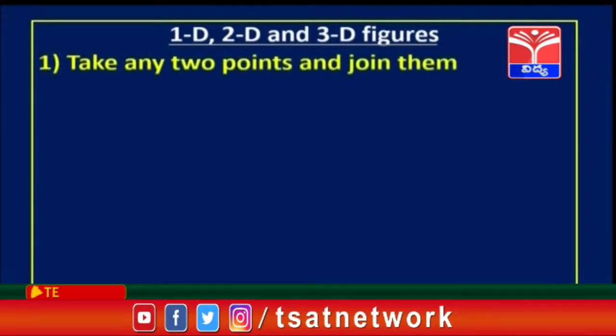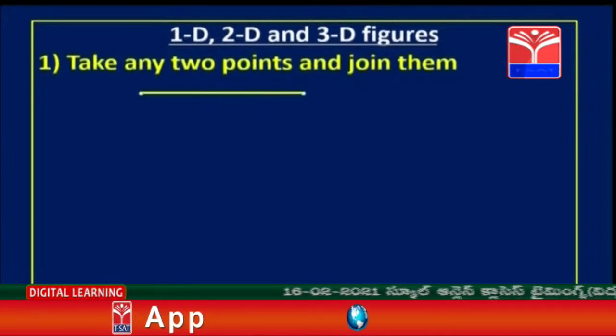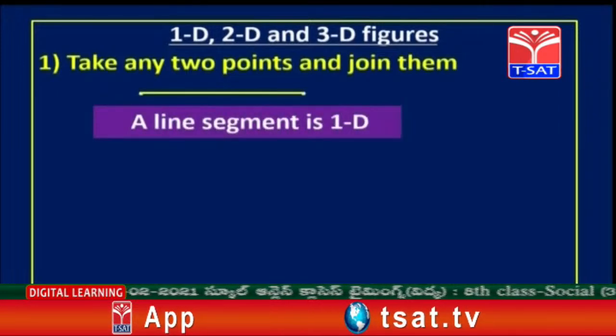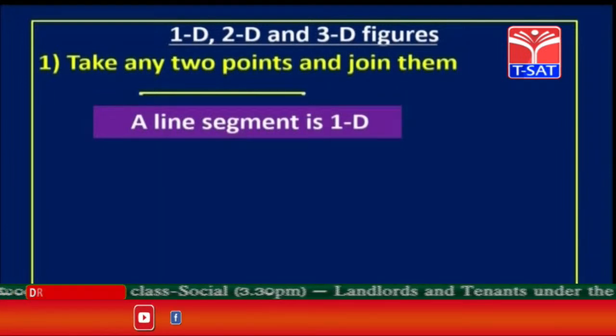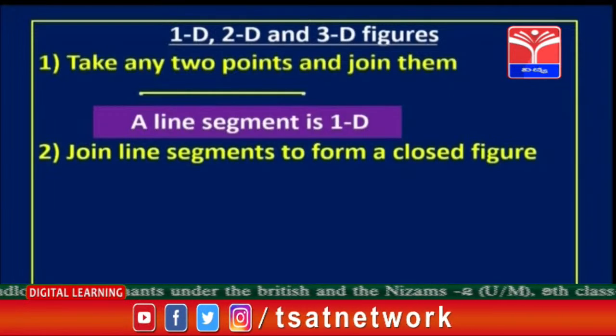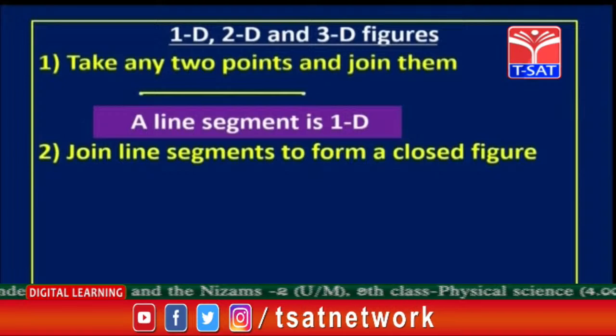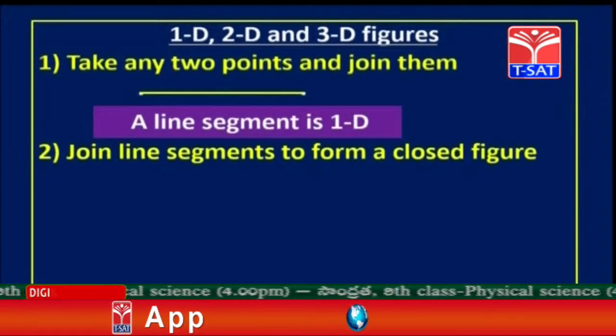Take any 2 points and join them. Children, what you have to do? You take any 2 points and join them. You will get a line segment, right? So, a line segment is 1-dimensional, which is having only 1 dimension. Now, what you have to do children? Join line segments to form a closed figure. To get a 2D shape, we have to use line segments which are 1-dimensional.